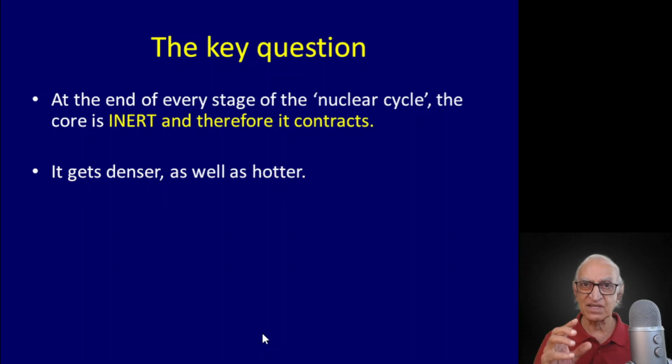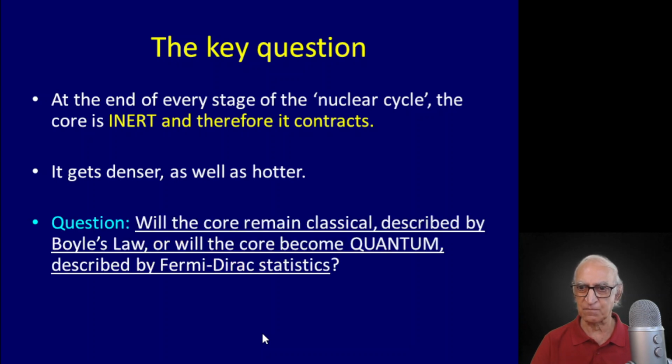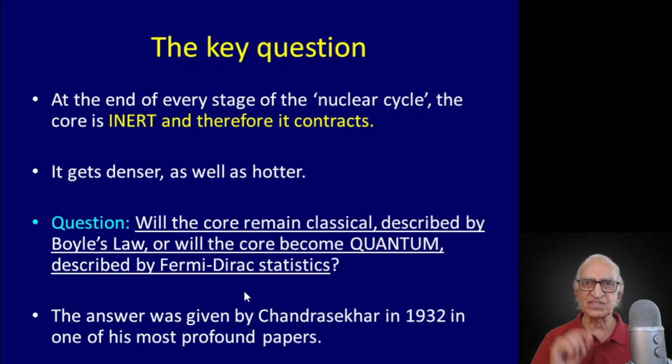Now if the gas obeys classical statistics, then if I compress the gas, it will get hotter. Remember the adiabatic relation, T rho to the power 1 minus gamma is a constant. Now the question is, will the core remain classical, described by Boyle's law, or will the core become quantum mechanical, described by Fermi-Dirac statistics? This is the question. If the core remains classical, then the nuclear reactions in the successive phase of the nuclear cycle will be quiescent, and you will go all the way up to the synthesis of iron 56 right at the center of the star.